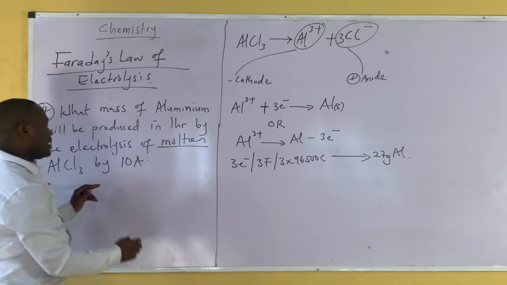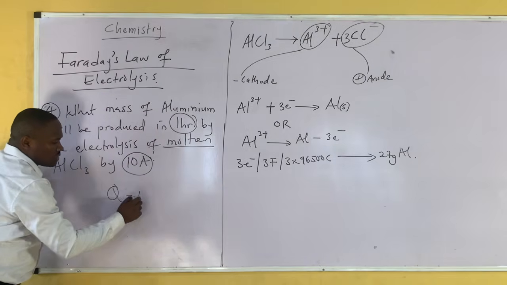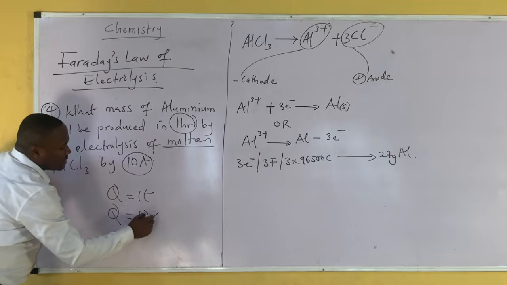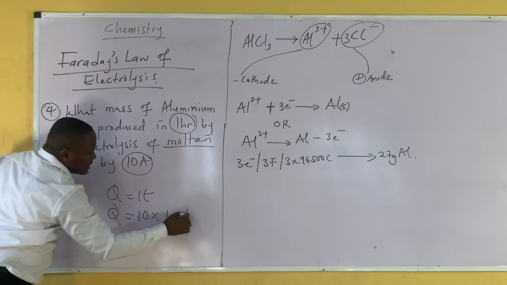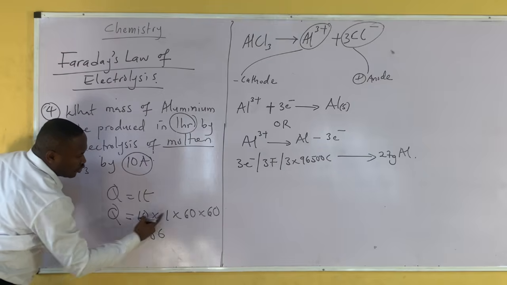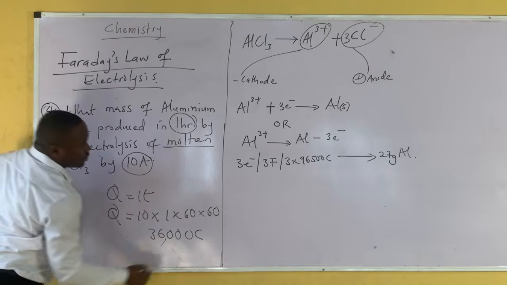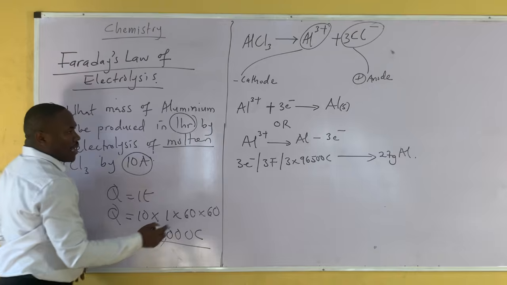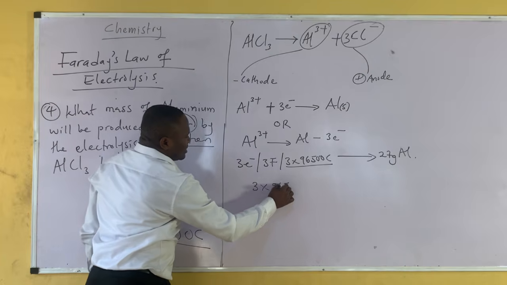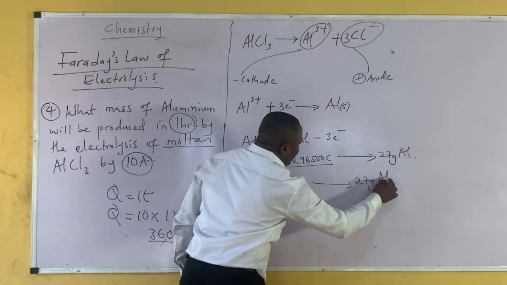Now, I'm given the current and the time. So remember Q equals IT. Quantity of electricity equals I, which is 10, times 1 hour, which is 1 times 60 times 60. So 6 times 6 is 36, and 3 zeros, that's 36,000 coulombs. Now I am working with coulombs, so I will still work with coulombs here. So I will say 3 times 96500 coulombs gave me 27 grams of aluminium.